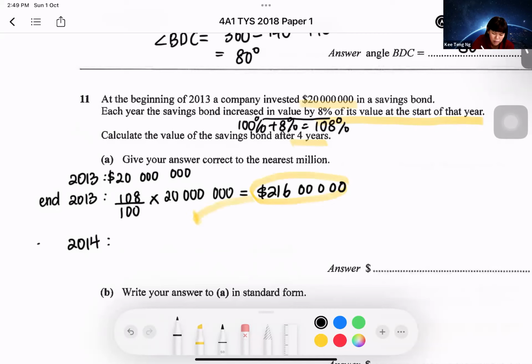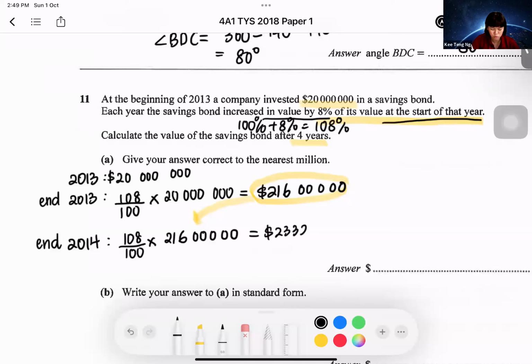Okay, again, by the end of 2014, I grow 8% again. So it's 108 over 100, but it's of the value at the start of the year. So at the start of the year, the value is now 21,600,000. It's no longer the 20 million. In this case, I'll get the number 23,328,000. Okay, and I need to repeat this for 4 years.